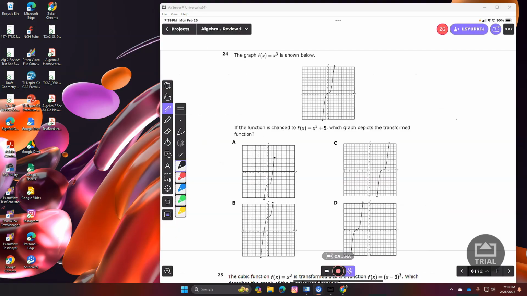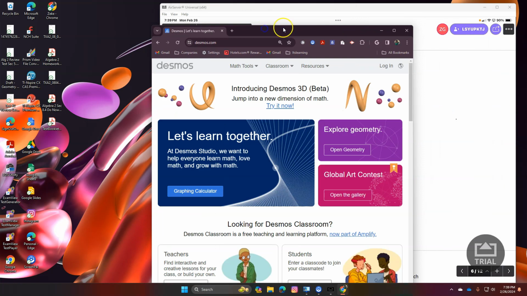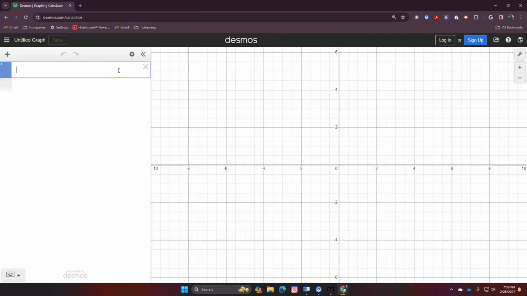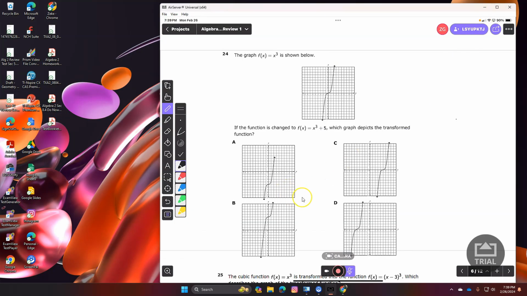I'm on number 24, and I'll be doing the evens, and I'll do the odds in class. It says the graph of f of x is equal to x cubed. If the function is changed to f of x equals x cubed plus 5, which graph depicts the transformed function? Plus 5 is going to move it up. So your answer is B. Now, if you want to see this, you can go to Desmos, and you have x cubed plus 5, and there is a function that went up, and the answer is B.